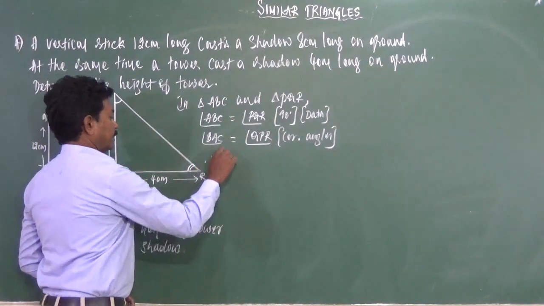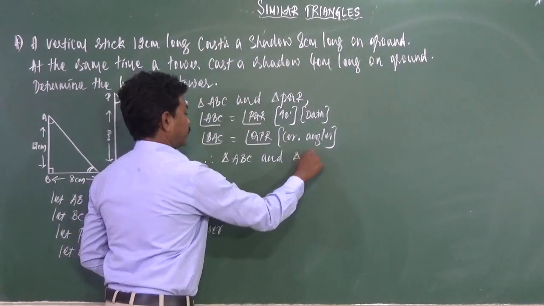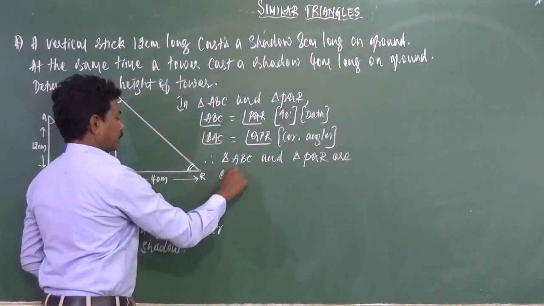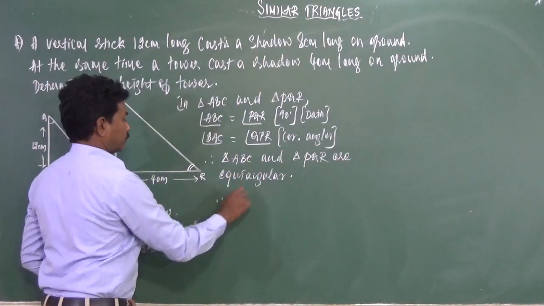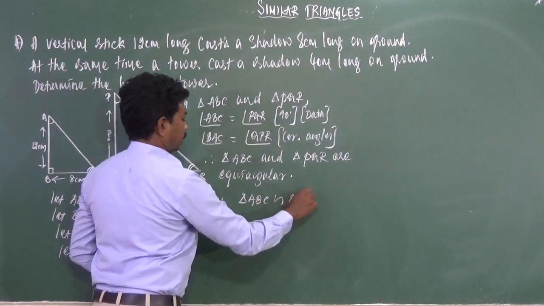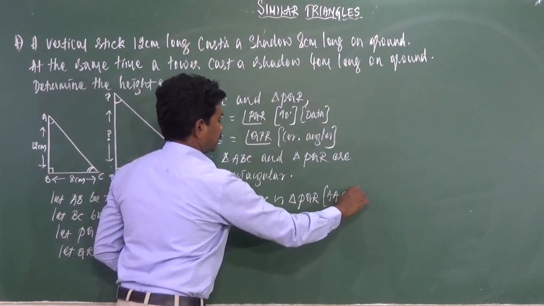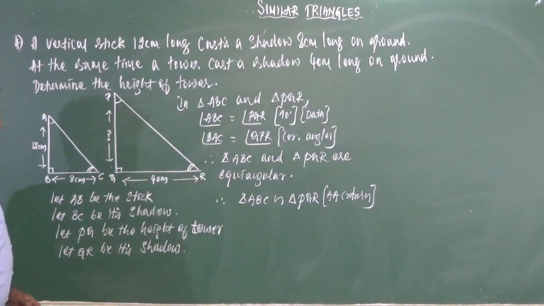So therefore triangle ABC and triangle PQR are equiangular. So therefore triangle ABC is similar to triangle PQR. So this is the AA criterion. Now both the triangles are similar, therefore we can speak about the corresponding sides here.